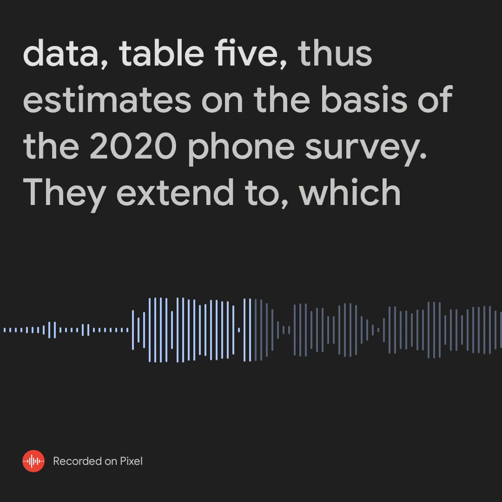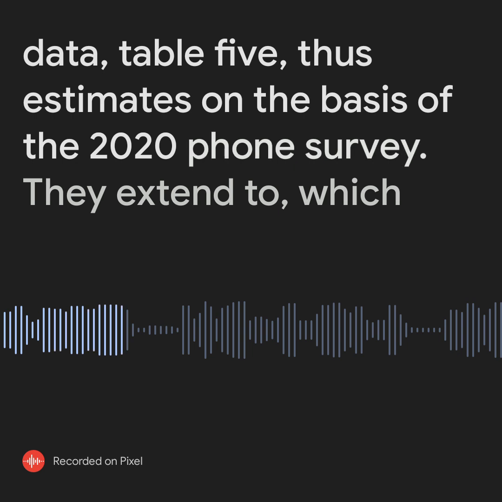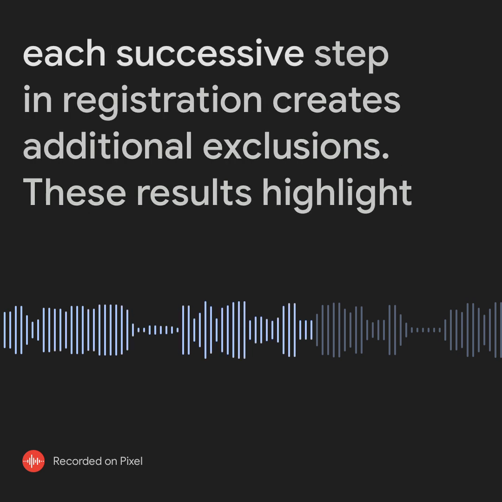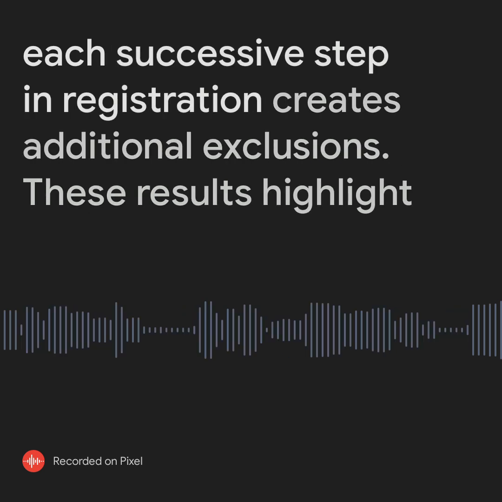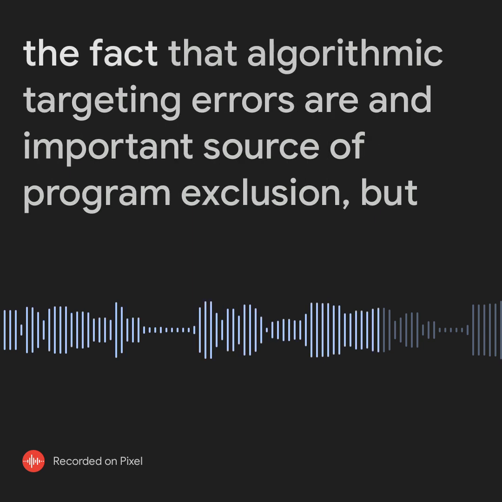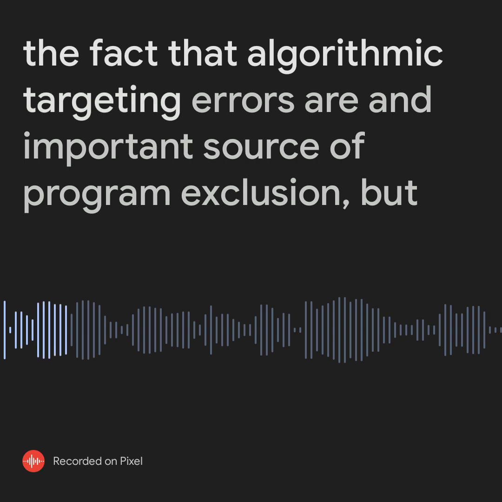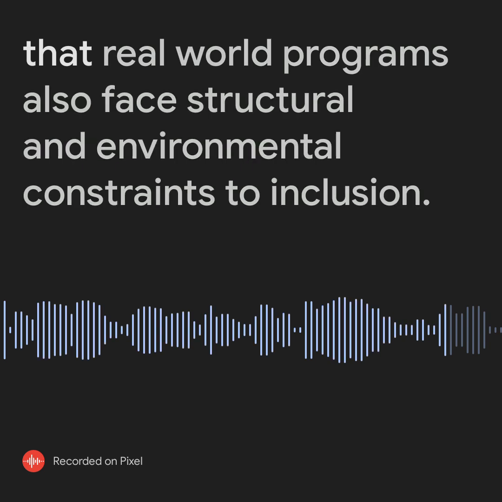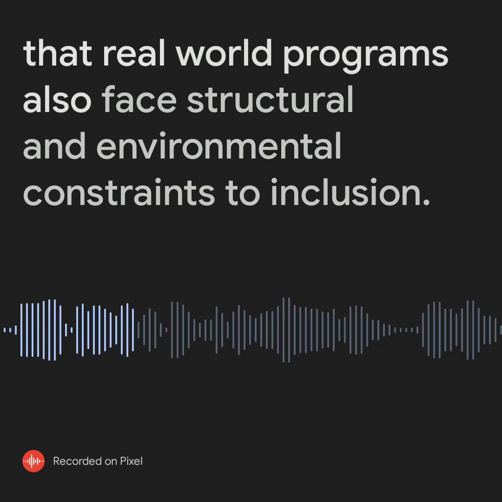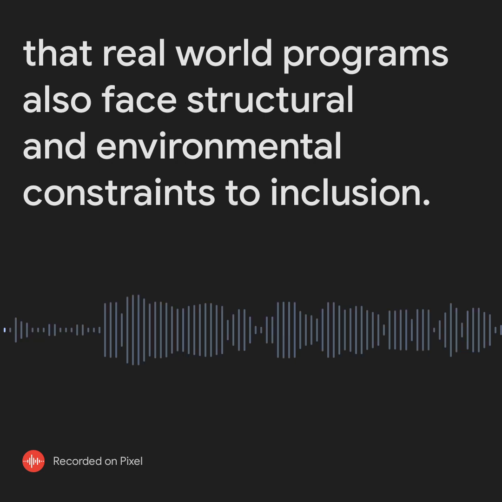Extended data table 5 thus estimates, on the basis of the 2020 phone survey, the extent to which each successive step in registration creates additional exclusions. These results highlight the fact that algorithmic targeting errors are an important source of program exclusion, but that real-world programs also face structural and environmental constraints to inclusion.